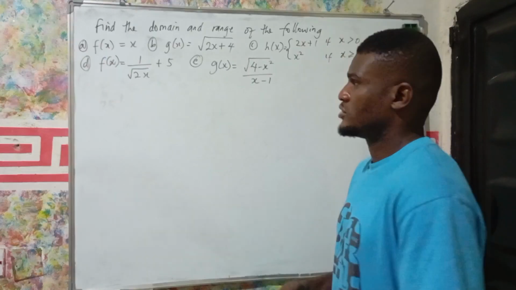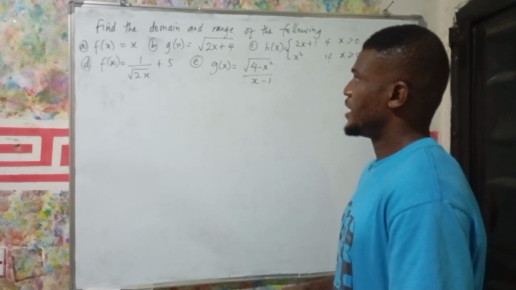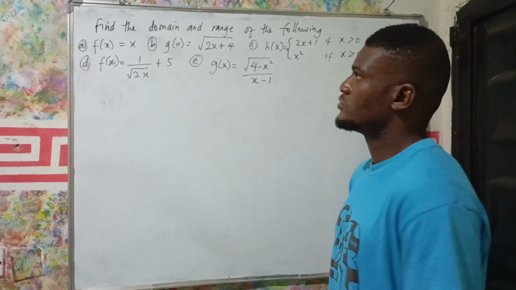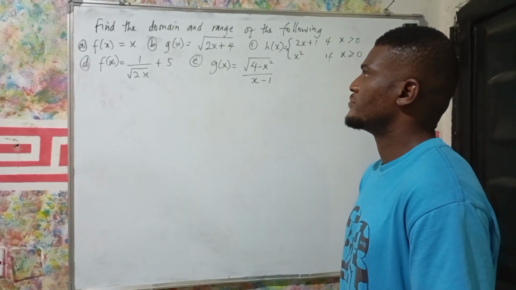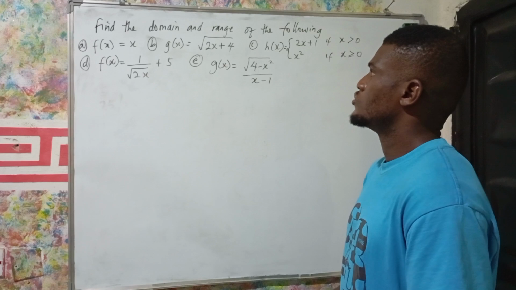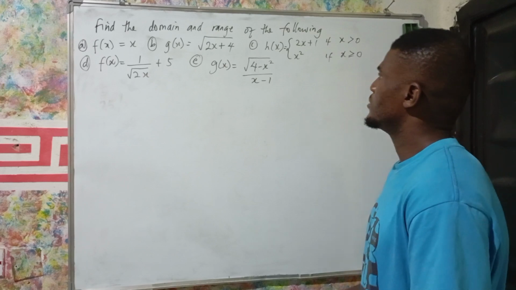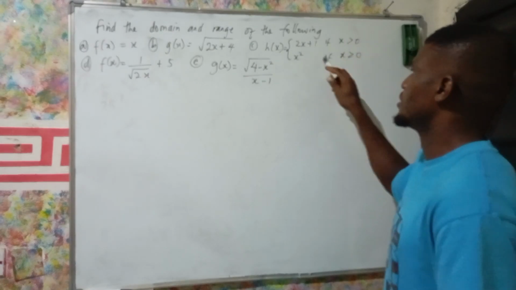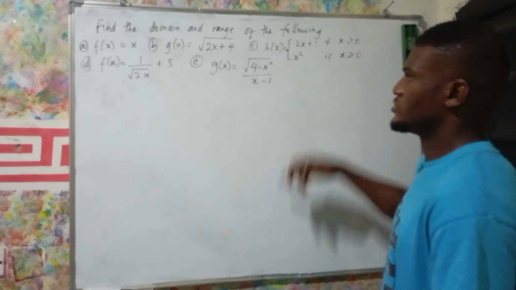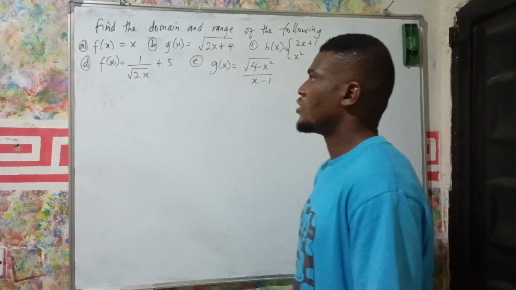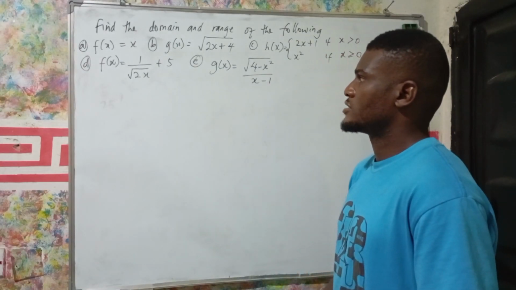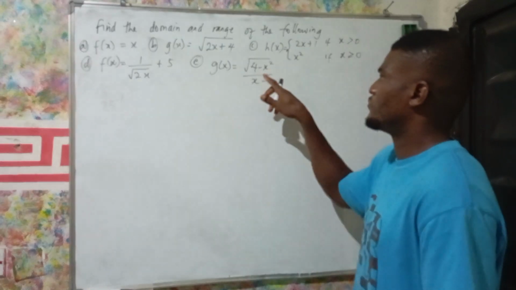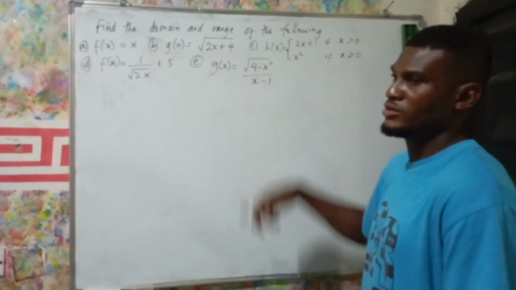We have a question here, and the question is to find the domain and range of the following functions. We have f of x equal to x, we have g of x equal to 2x plus 4, we have h of x equal to 2x plus 1 if x is less than 0, and x squared if x is greater than or equal to 0. Then we have f of x equal to 1 over the square root of 2x plus 5. And then we have g of x equal to the square root of 4 minus x squared over x minus 1.